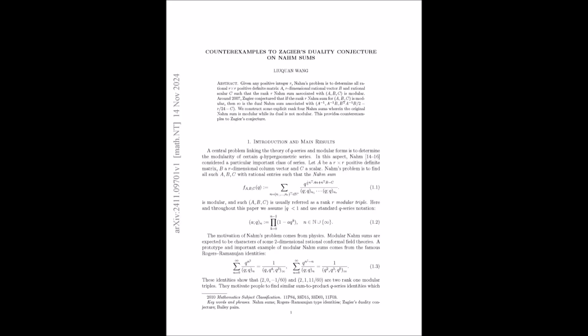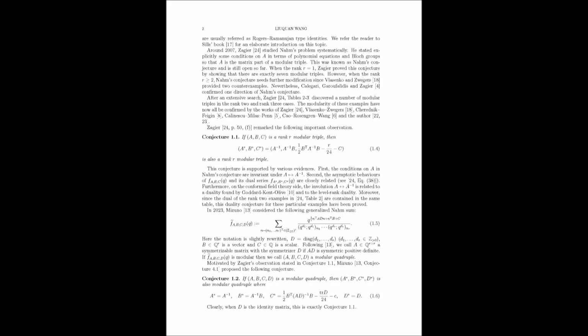Now, building on this, the paper introduces us to Zagier's duality conjecture. That's conjecture 1.1. Okay, let's break down this conjecture a bit. What's Zagier actually saying about these Nahm sums? Well, he's proposing that if you've got a modular Nahm sum, you can make a mirror image of it, a dual, by doing a few things. You invert the matrix A, and then make a couple of adjustments to the vector B and the scalar C. And what he conjectured was that this dual Nahm sum should also be modular. So if one side of the Nahm sum shows this modularity, then its reflection, its mirror image, should too. Exactly. And you can see exactly how to make this dual in equation 1.4.